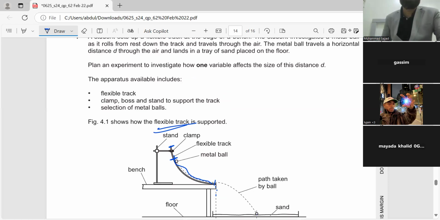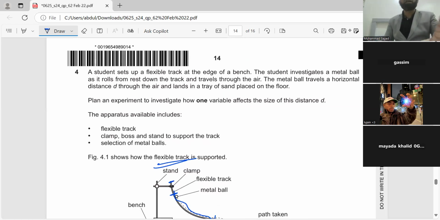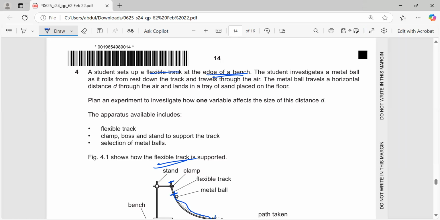So now come back here, and in this case, first of all, it is 7 marks, so you can take even 5 minutes just to think what to do in all such scenarios. Now see what is mentioned here. Again I'm reading. A student sets up a flexible track at the edge of a bench. The student investigates a metal ball as it rolls down from rest down the track and travels through air.